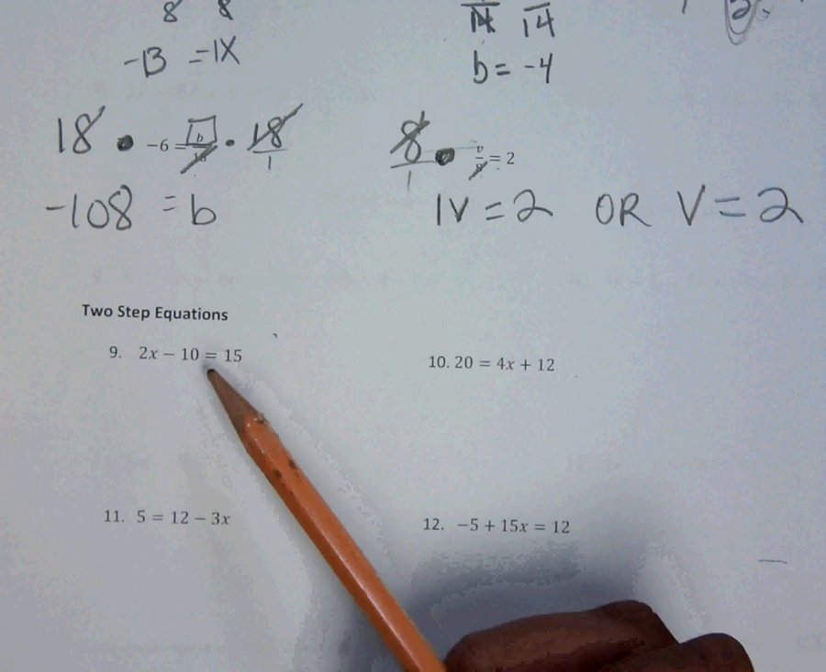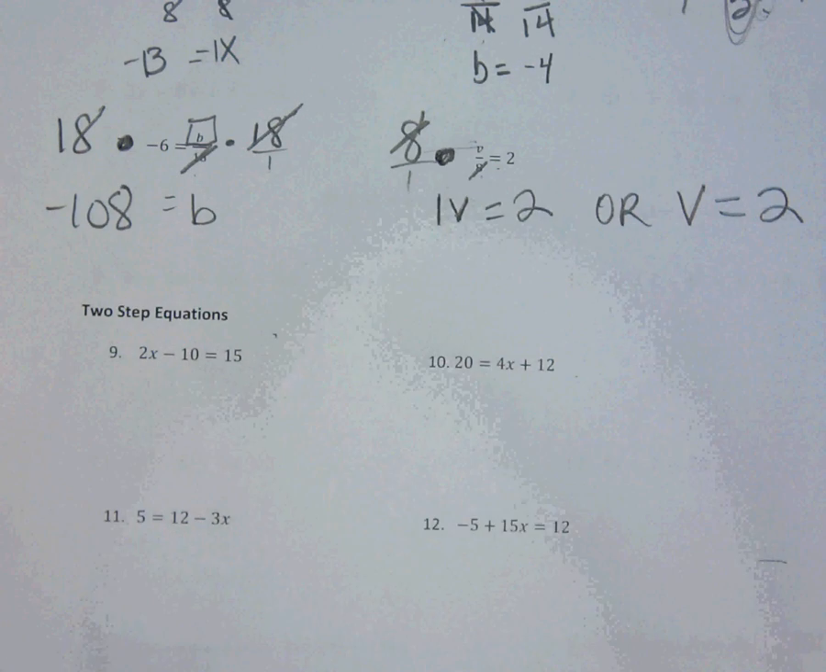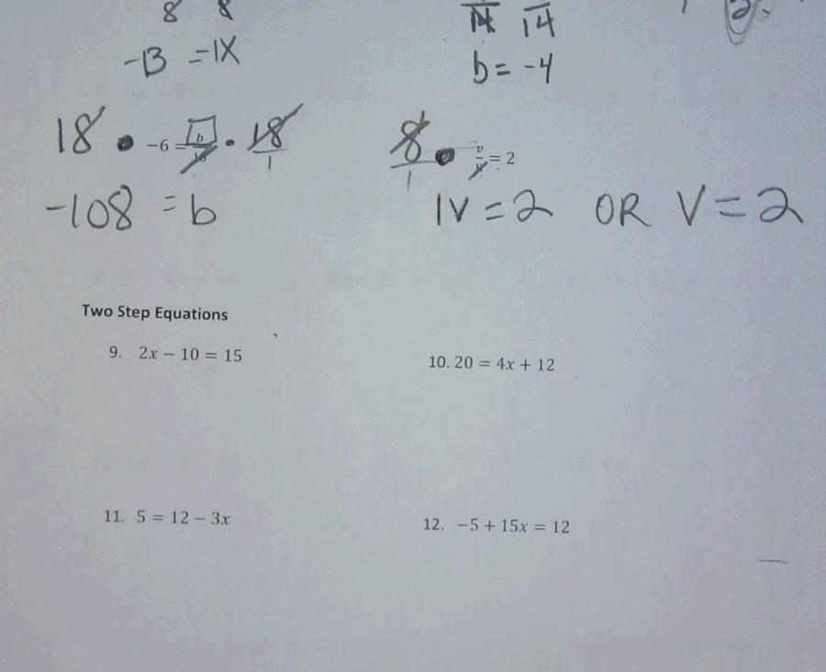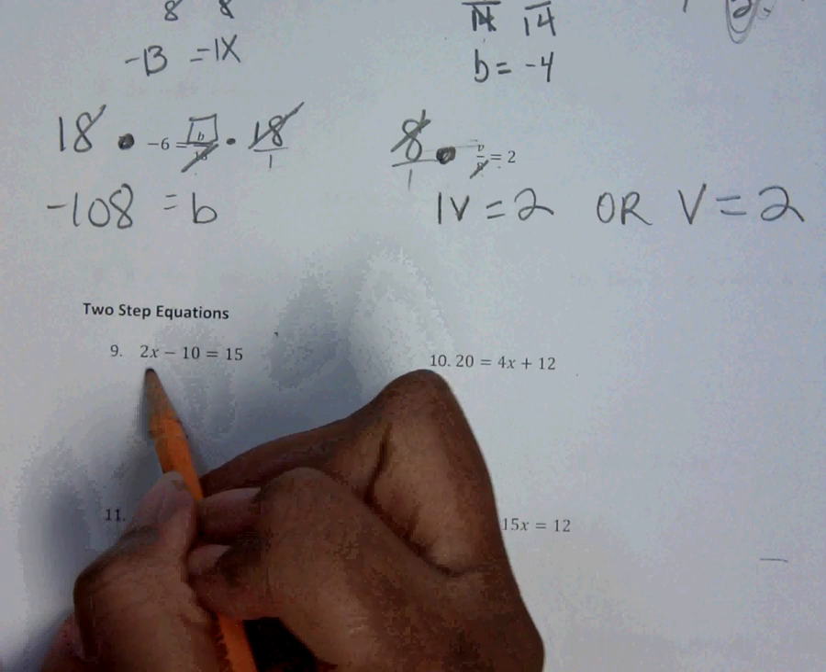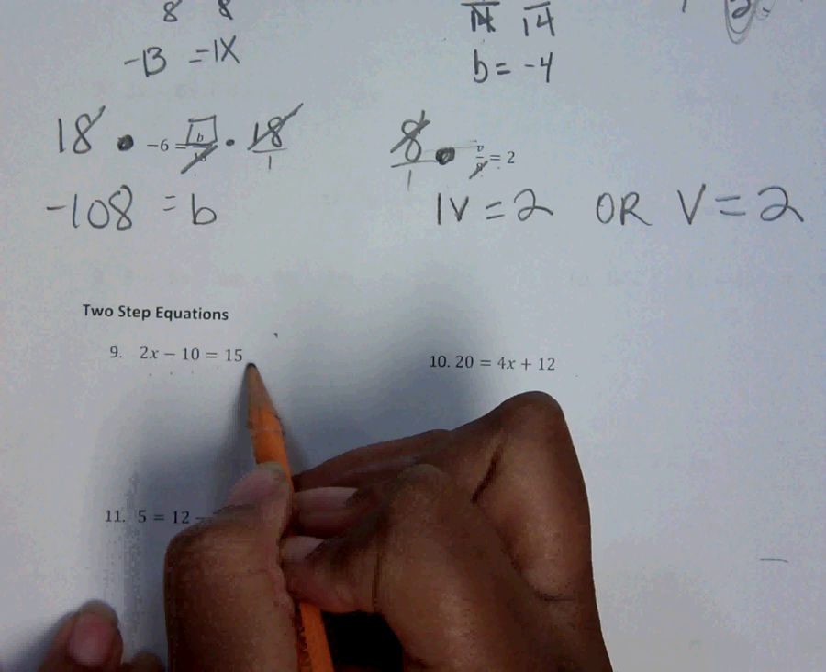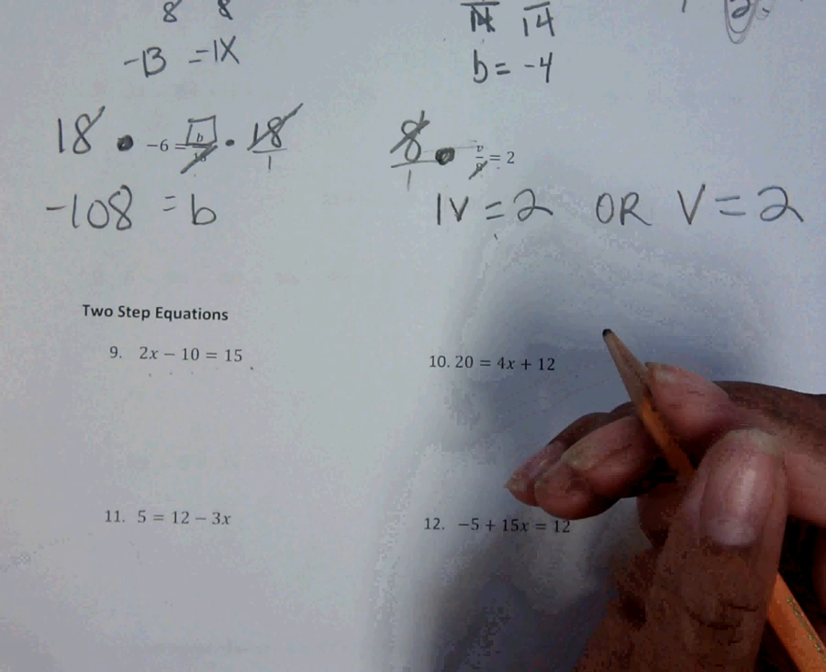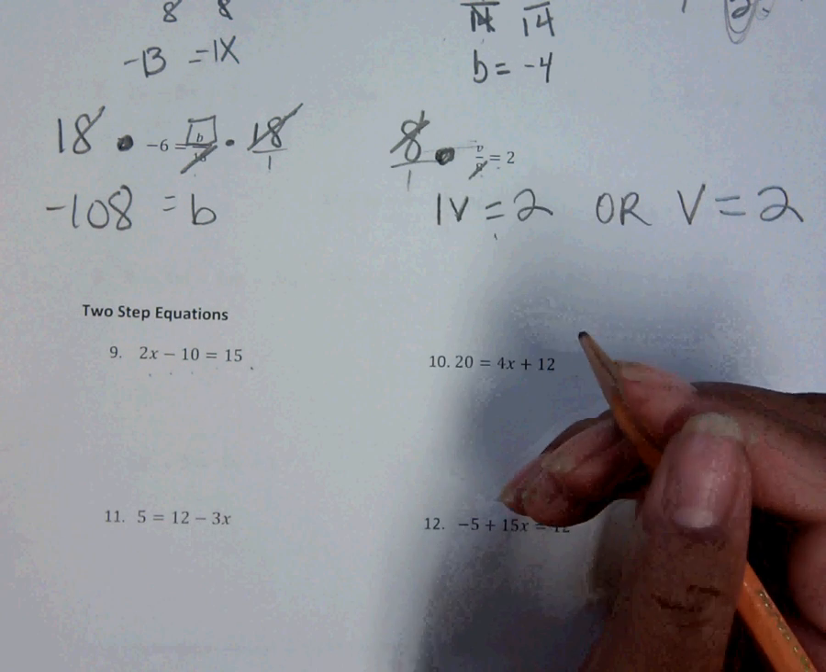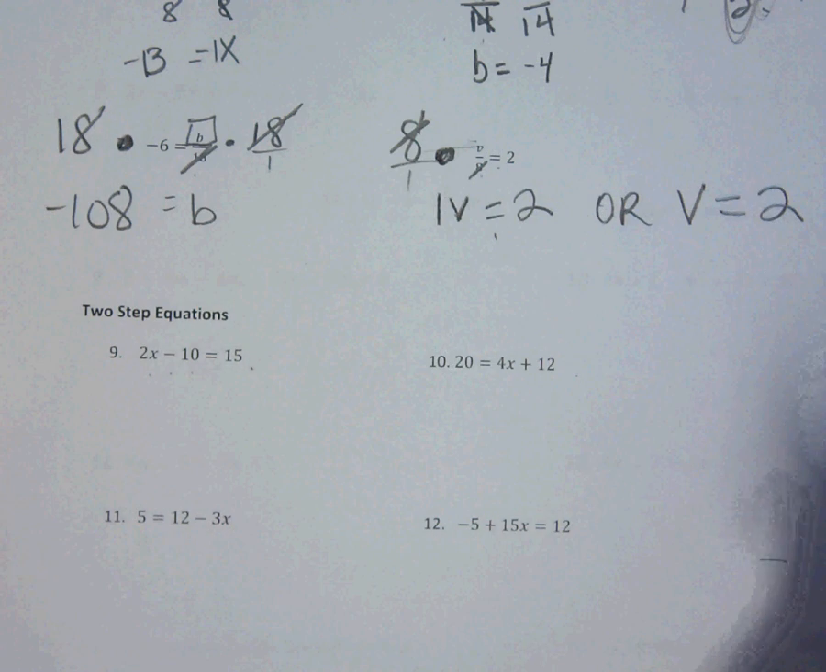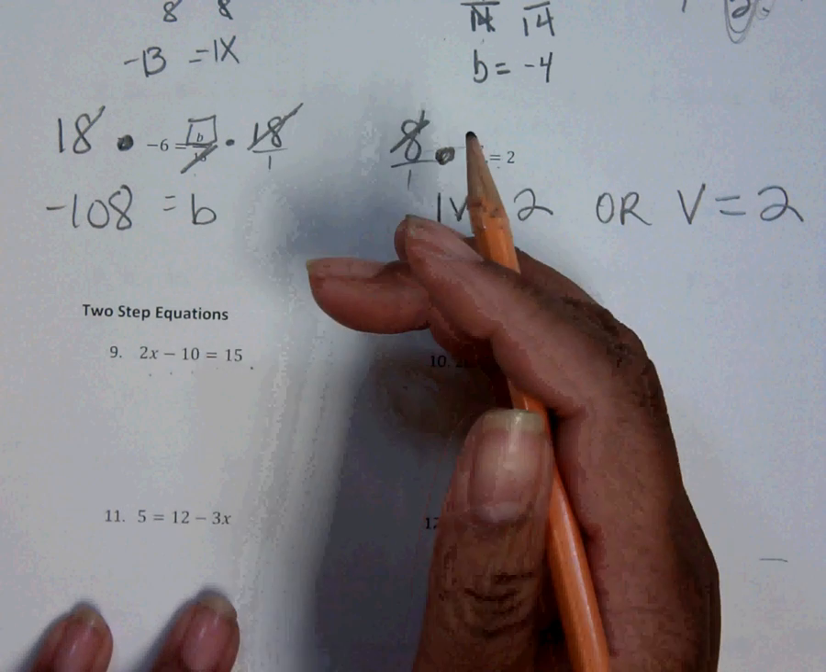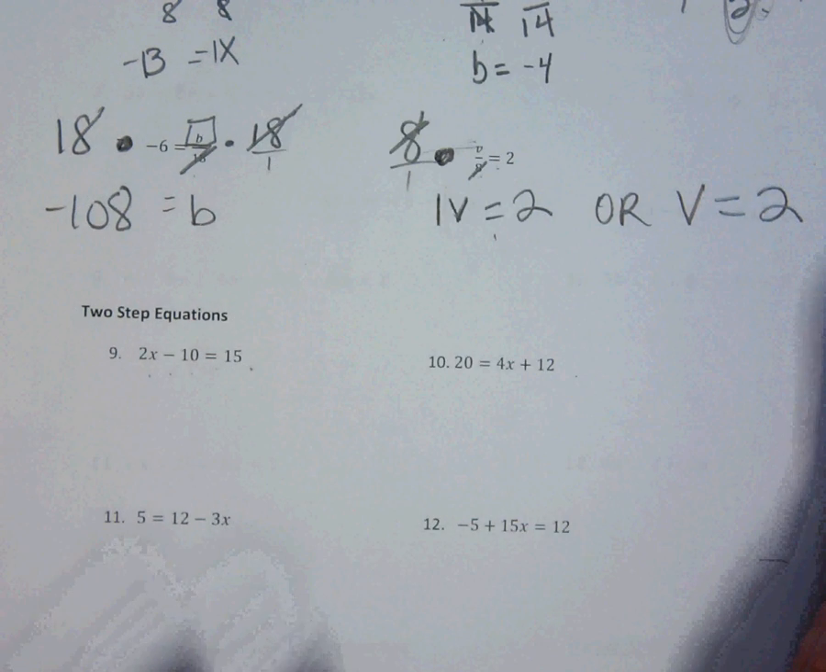So now we have a little fun. We put those two things we just did together. So let's put them together. 2x minus 10 equals 5. So I first add or subtract. So the question is, which number do I need to add?